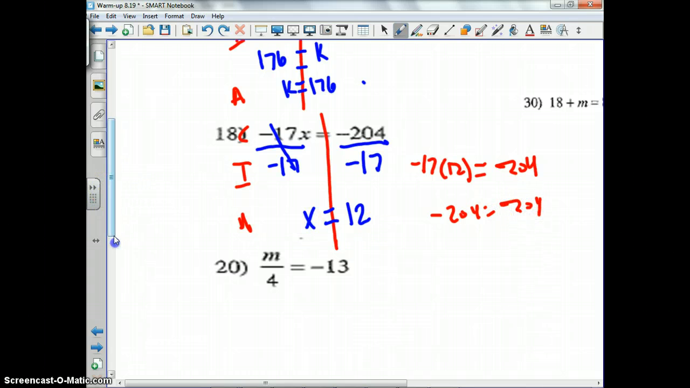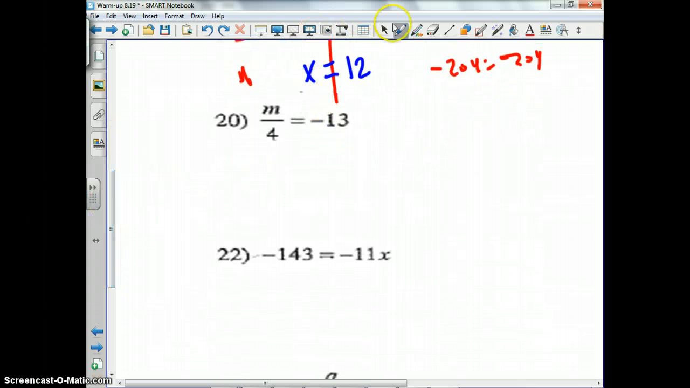Let's keep going. I'm going to stop writing CIA. I'm going to just do CIA. I'm going to copy. I already have the copy. I'm going to show the inverse and the answer.